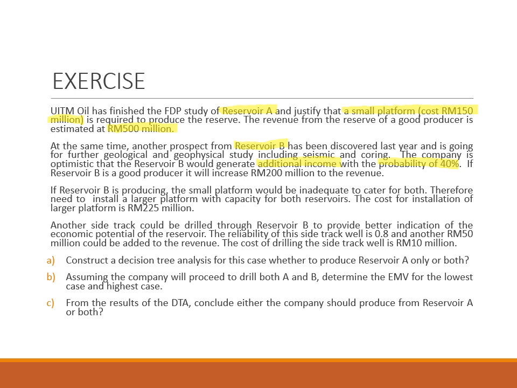If reservoir B is a good producer, it will increase the revenue by 200 million. Meaning now, if they drill both, you will get 500 million plus 200 million.